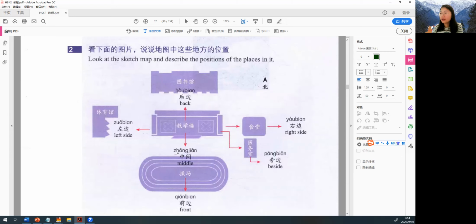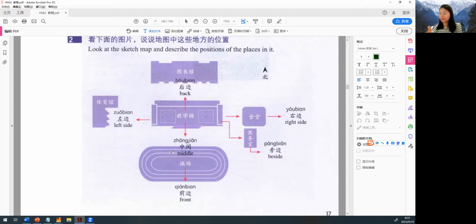Okay, in the middle, 之翁中 zen 间, 中间. And then the back side, 和后边, 后边. And then in front of it, so 前边, 前边. And then on the right hand side over here it will be 右边, 右边. And then beside you, beside, 旁边, 旁边.